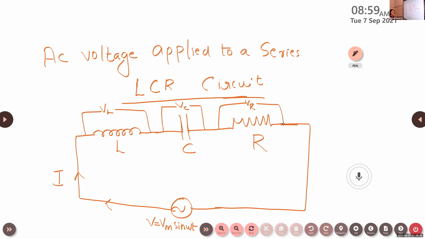That is, VL is the potential through inductor L, VC is the potential through capacitor C, and VR is the potential through resistor R. Since it is a series combination, the potential through each electrical component is different.